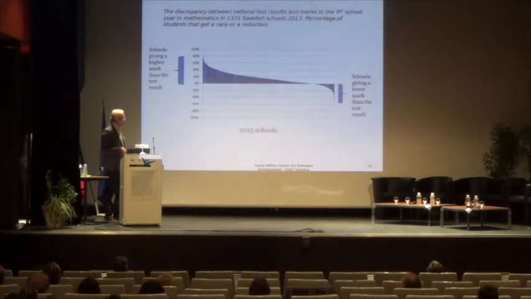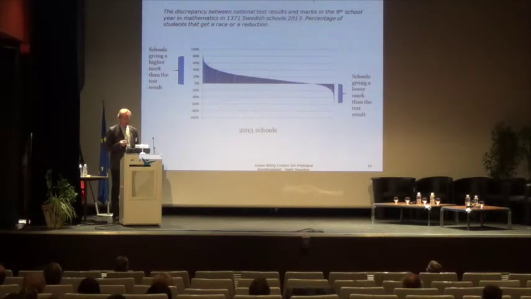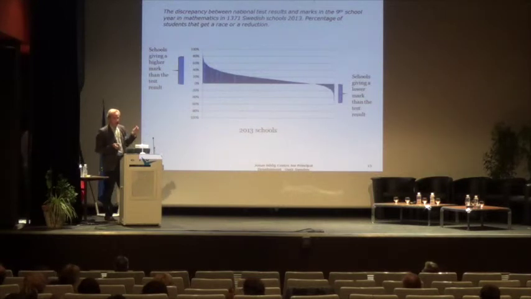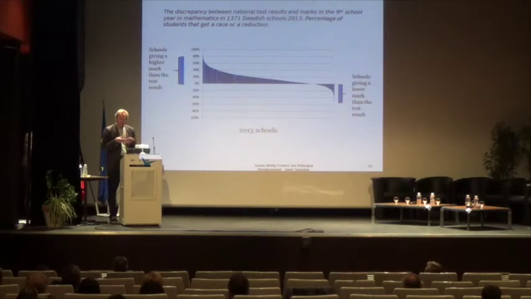And when it comes to inflation on marks, we have a discrepancy between national test results and marks in the 9th school year in mathematics in 1,371 Swedish schools, 2013. And here you see the percentage of students that get a raise or reduction. So here to the left, some schools give a raise in relation to the test for 80% of the students, and some schools do the other way around. So we have a problem here. Children that have a higher grade than the test would say go to the upper secondary school or college, and it drops. And for children who have a lower mark than the test, they often raise their marks when they go to the Swedish gymnasium.